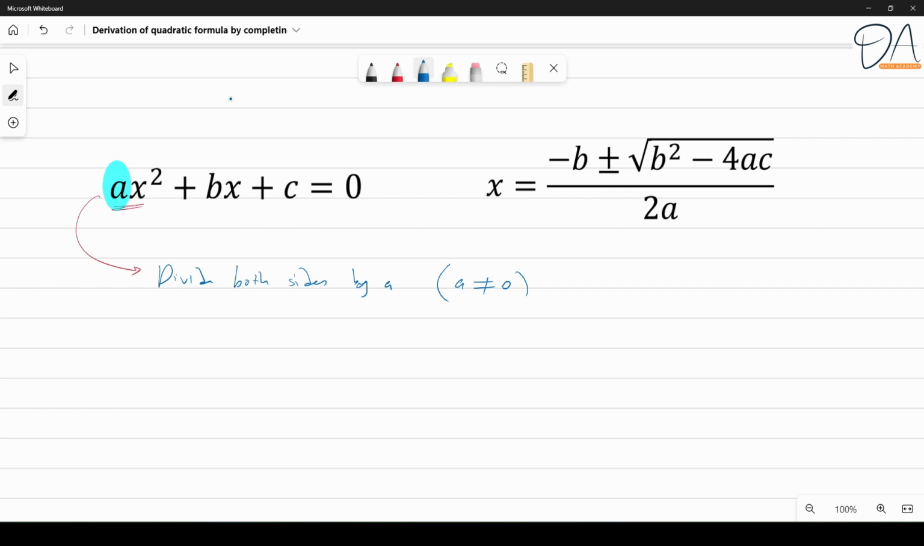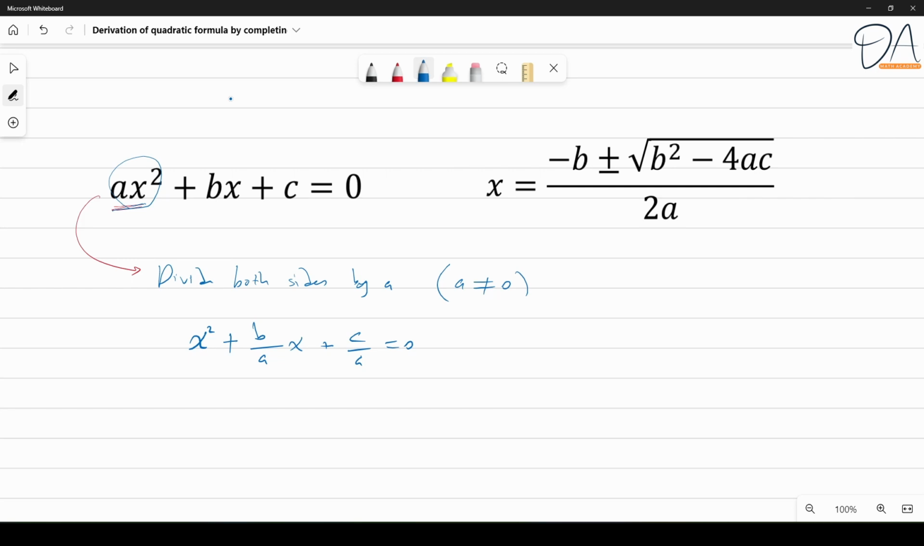You may be wondering why a cannot be 0. Because if a is 0, this term will disappear. And if this disappears, then you will not have a quadratic equation. To have a quadratic equation, we need the x squared term. So a cannot be 0. And in that case, when you're dividing by a, you will get an x squared term because the a will cancel with the a. The next term will be b divided by a times x plus c divided by a equal to 0.